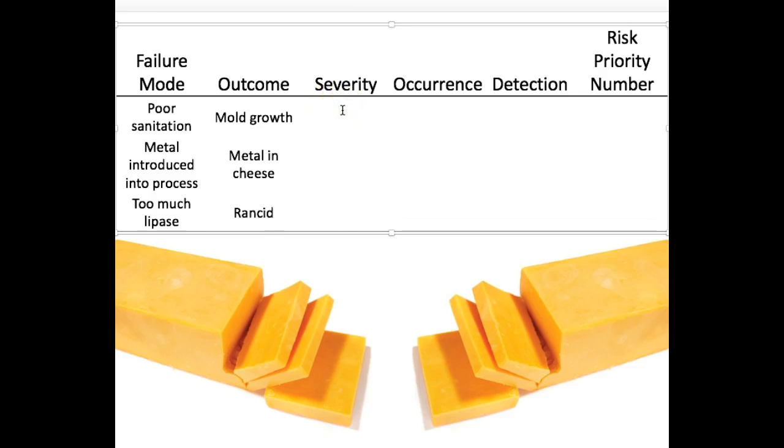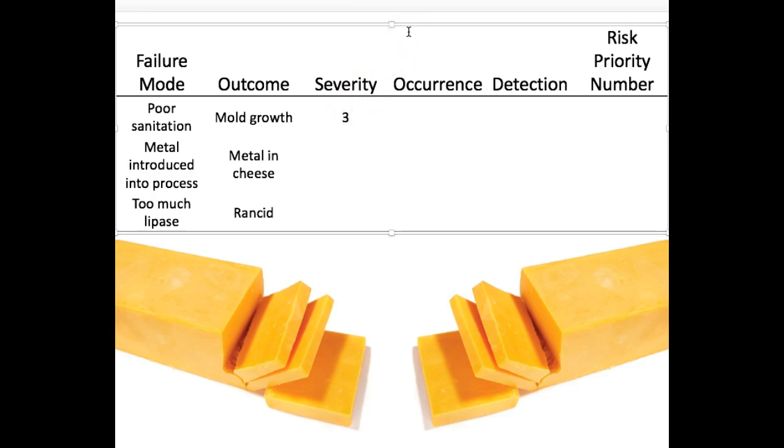Now, we have to rank the severity, occurrence, and detection for each of these. So we'll go through, put these numbers in, and talk about that. In terms of poor sanitation, the severity of mold growth, it's not really going to make people sick. You're going to see that mold show up right away. It does cause waste, though. So I'm going to give this a severity of 3.